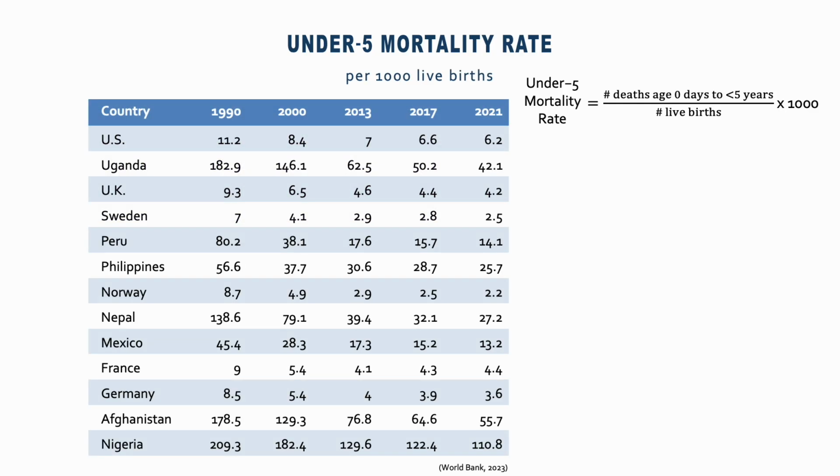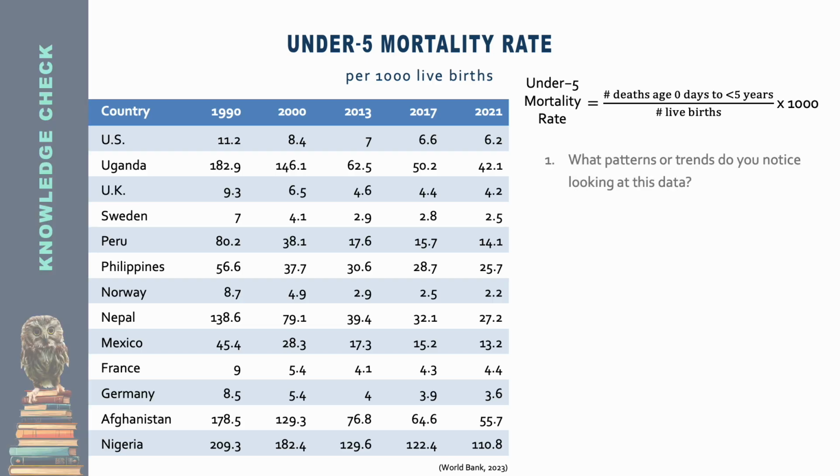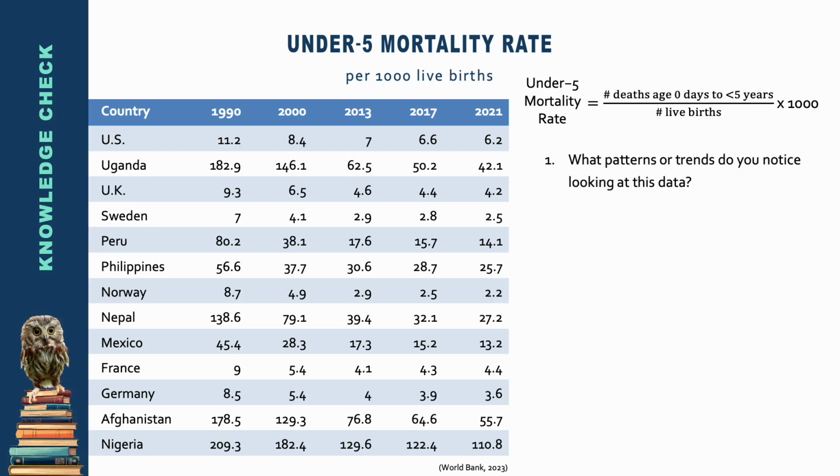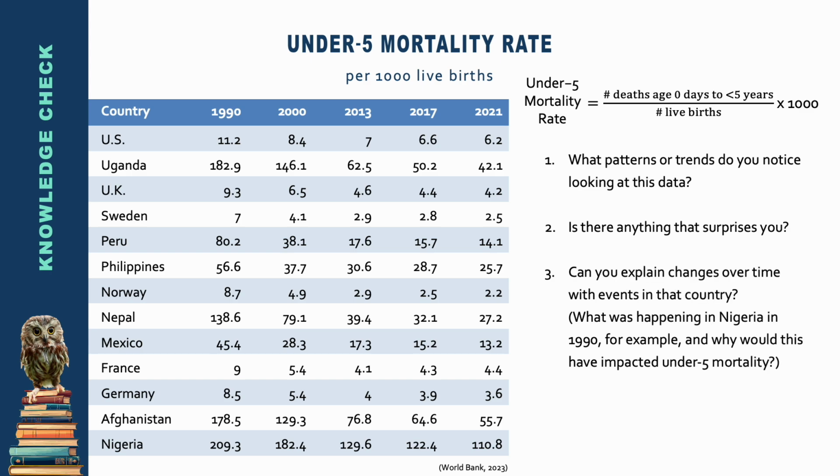I pulled some data from the World Bank across different countries and different years to show changes over time and how different child survival is in different countries, even to the present day. If you look carefully at these numbers, see if anything looks like a pattern to you or if there's anything that surprises you. And one question for you to answer on your own is, why do you think the number was so high in Nigeria, specifically in 1990? Looking at information like this ties back to the socio-ecological model and thinking about all the things external to a person that impact public health.